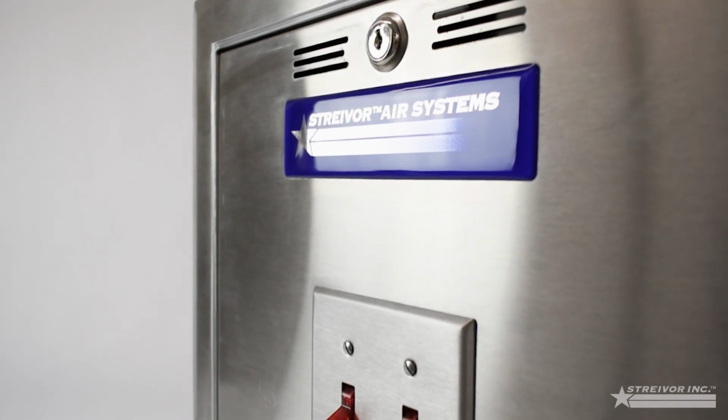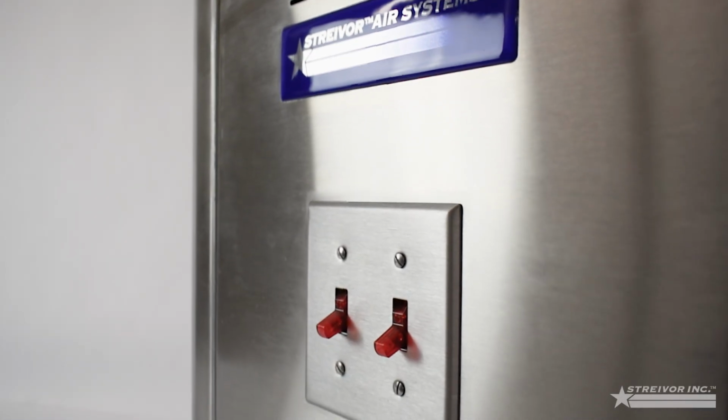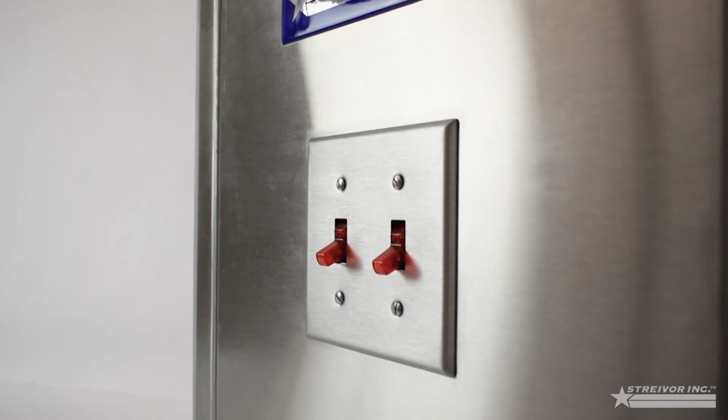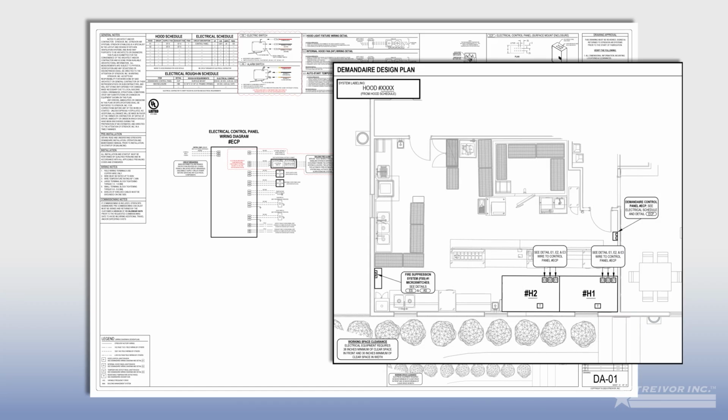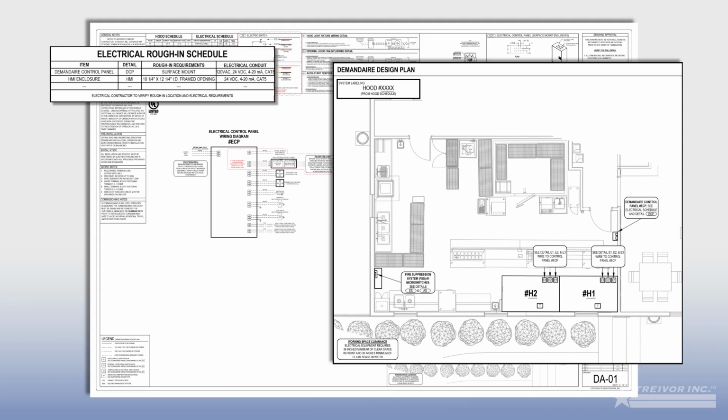The ECP may not come with manual switches if the project was designed to have those switches located elsewhere. The design plan conveniently shows the location of the applicable items, and the rough-in requirements section determines how electrical wiring should be brought to the ECP.